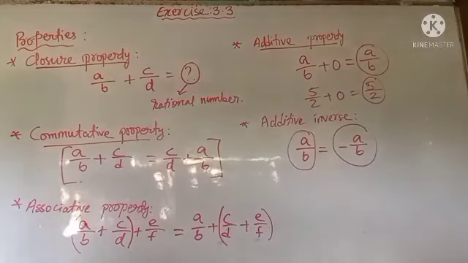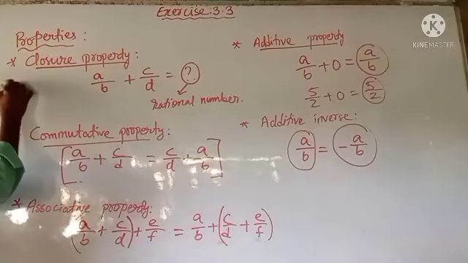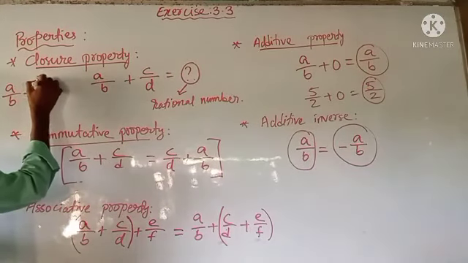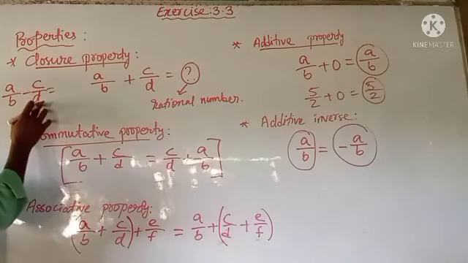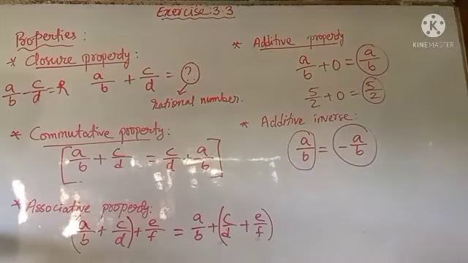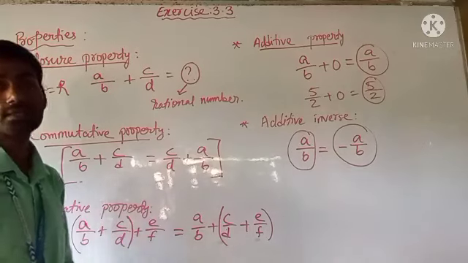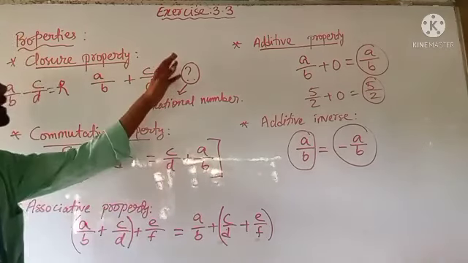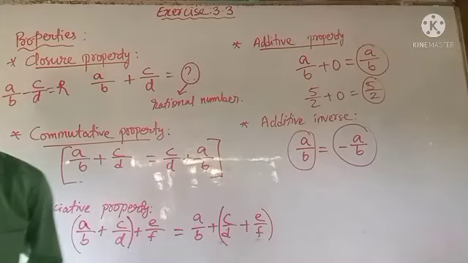Now about the subtraction property, closure property is similar for subtraction. That means a by b minus c by d, whatever answer we get here, is always a rational number. So these are the things that we will come across in this exercise, that is exercise 3.3. So let's start with our exercise 3.3.